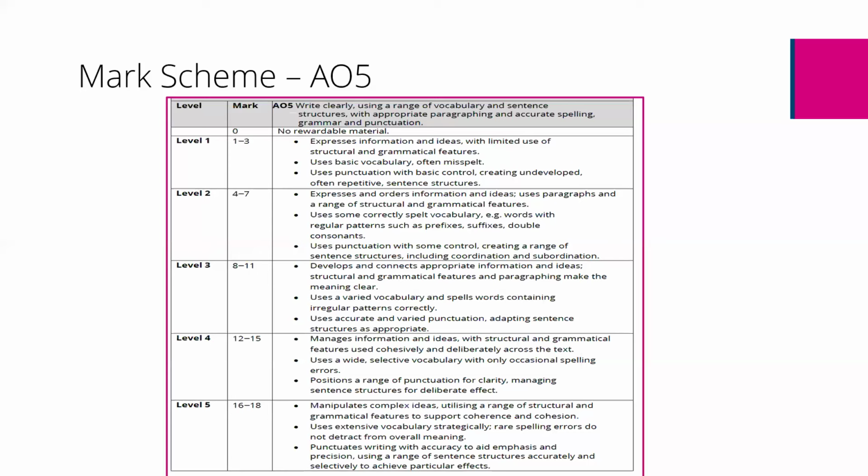The mark scheme for the AO5, which is about writing clearly, vocabulary, sentence structure, paragraphing, spelling, punctuation, and grammar. The first bullet point is about information and ideas and structural and grammatical features. The second bullet point is about vocabulary. The third bullet point is about punctuation and sentence structure.